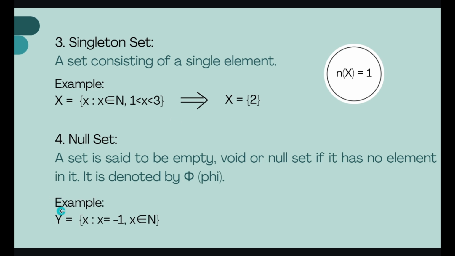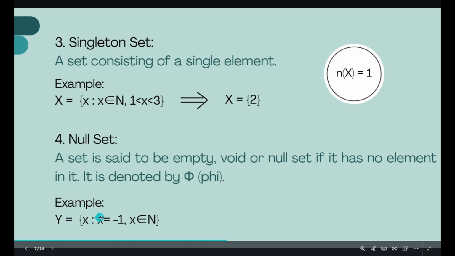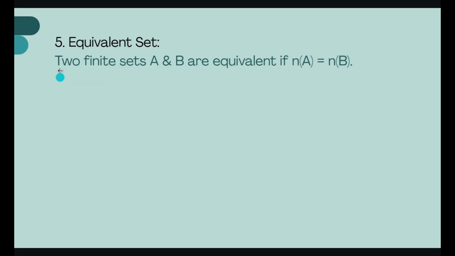For example, Y equals {x : x equals -1 and x belongs to natural numbers}. We know that in natural numbers, there are no negative numbers. So in roster form, we can write it as empty brackets or the symbol phi. Fifth one, equivalent set. Two finite sets A and B are equivalent if the number of elements in set A is equal to the number of elements in set B.